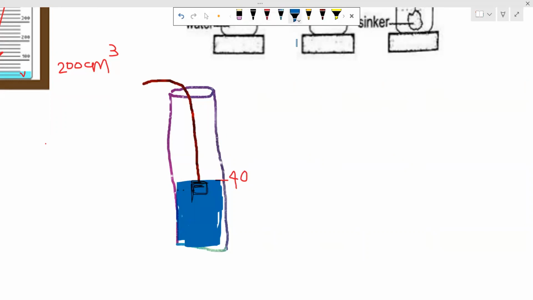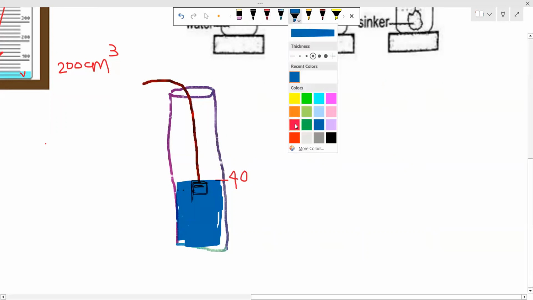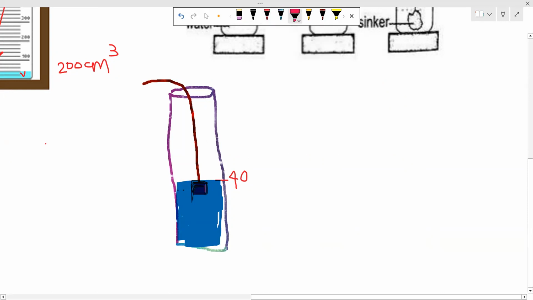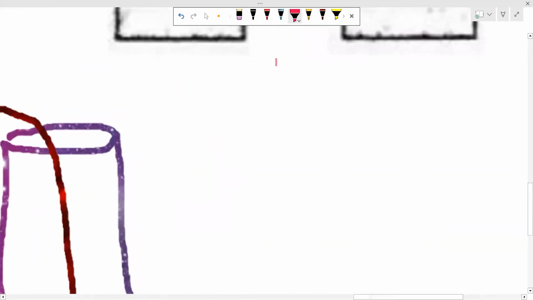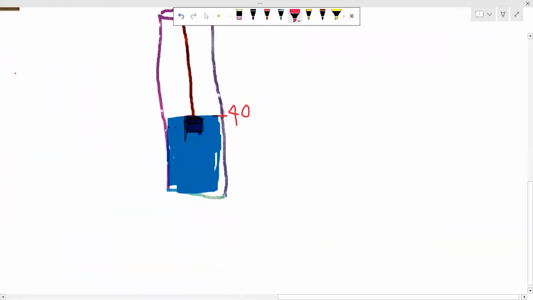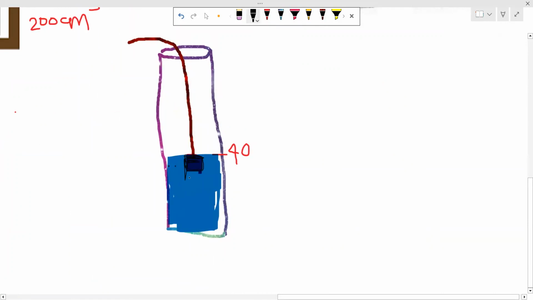So this iron, what will happen? It will go below the water. The iron will go all the way down. This is your iron. Suppose, yes, it is your iron. See, iron. I have taken one sinker. This is called your sinker.